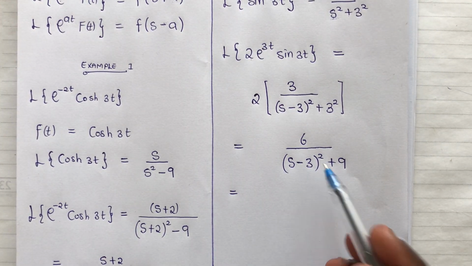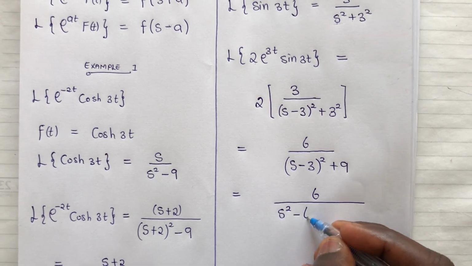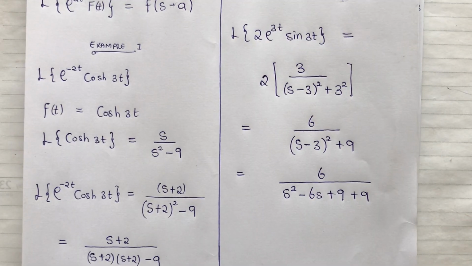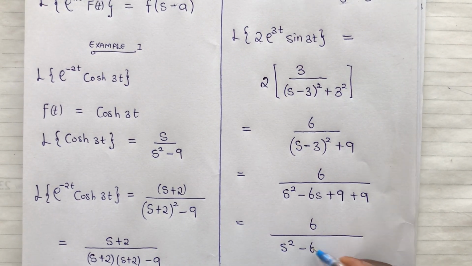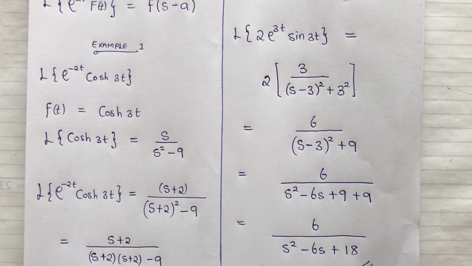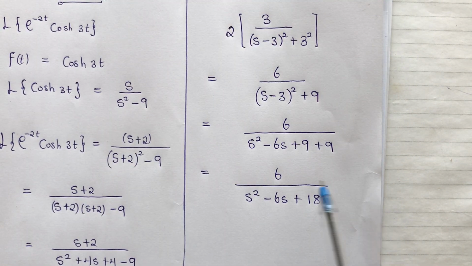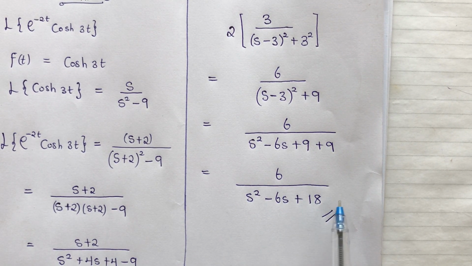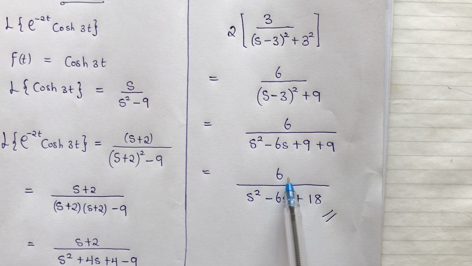Now, when you expand this like the way I did the first one, we are having 6 out of s squared minus 6s plus 9. We have plus another 9 here. So this is 6 out of s squared minus 6s plus 18. And this is our final result. So the Laplace transform of this function is giving us 6 out of s squared minus 6s plus 18. You can choose to factorize the 2 out and maintain the 3 here. So that is it for this example.